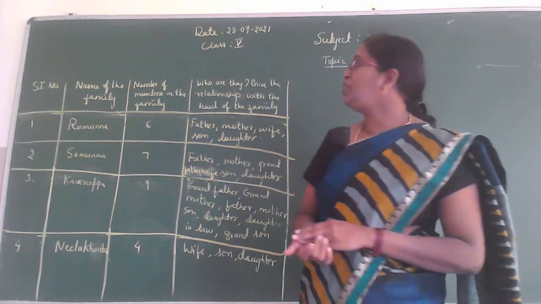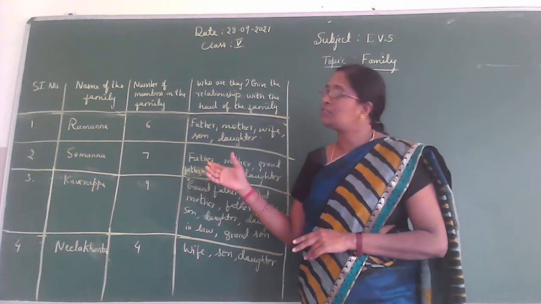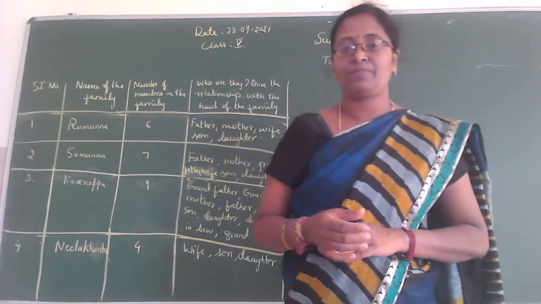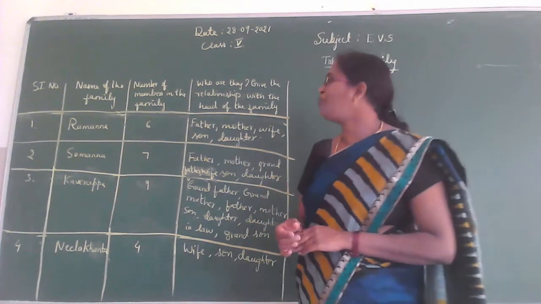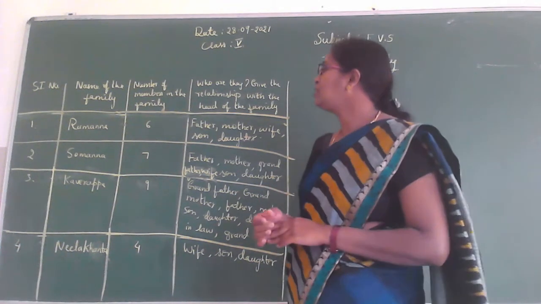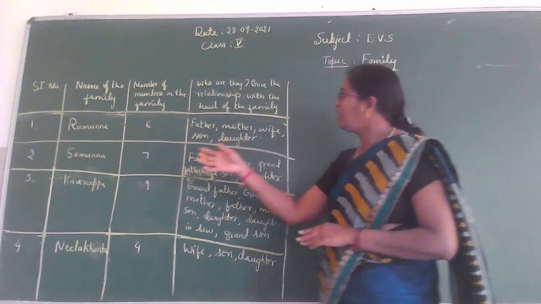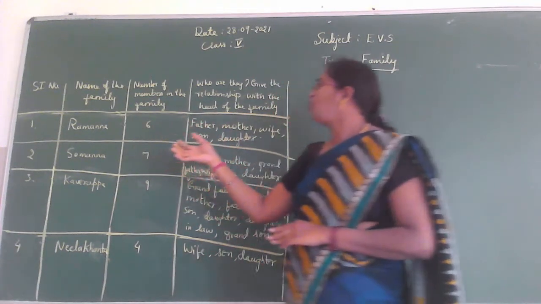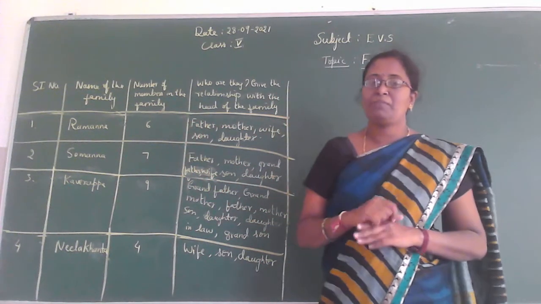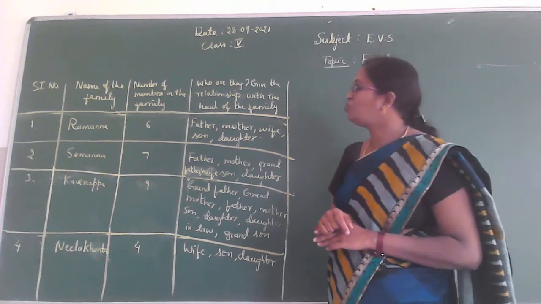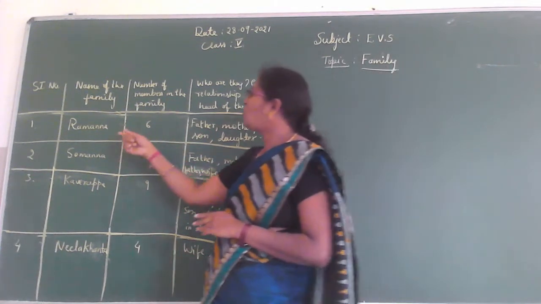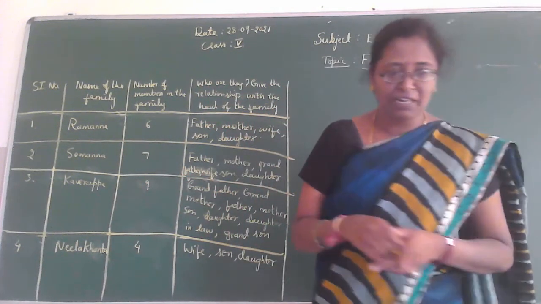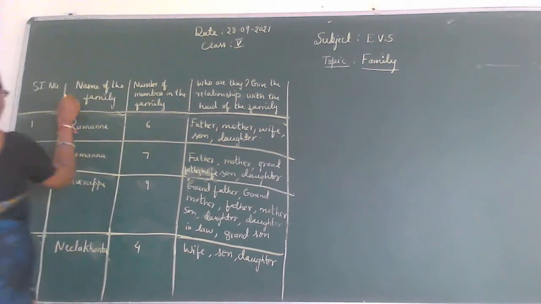So now I am giving one table. This table or list shows different families. Okay, so we have to find out who is the head of the family, and then what is the relationship with that person along with the remaining members of the family. So children, see here. In this column I am writing the name of the head of the family.